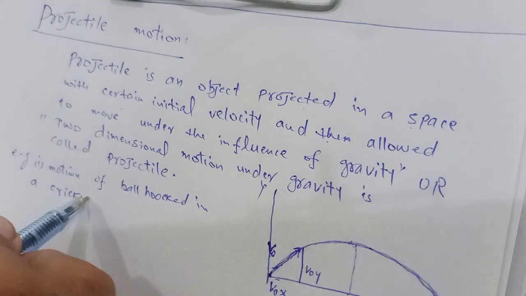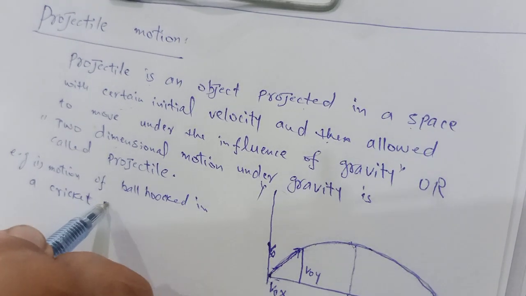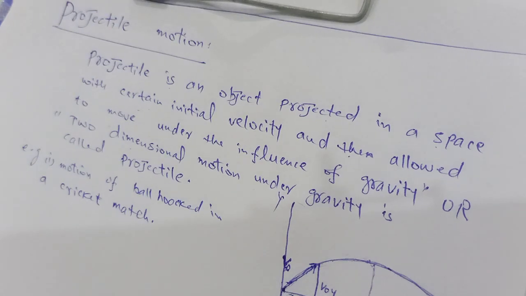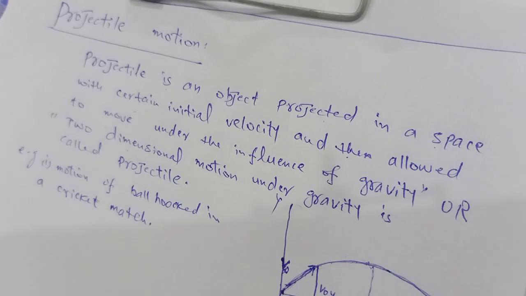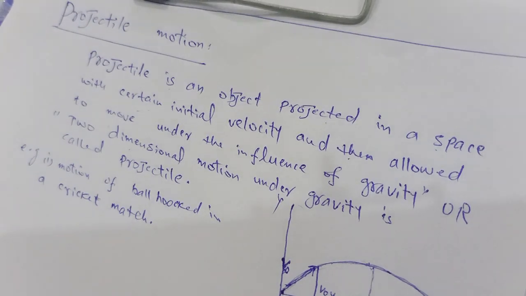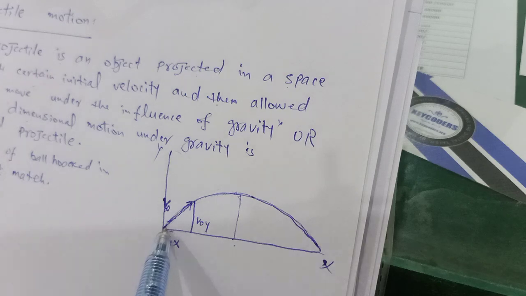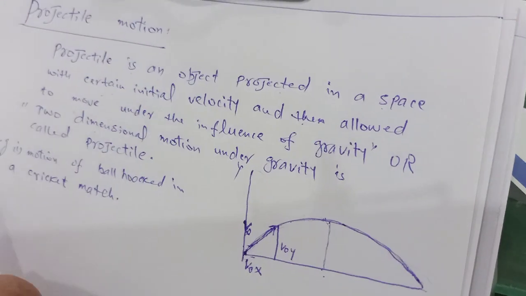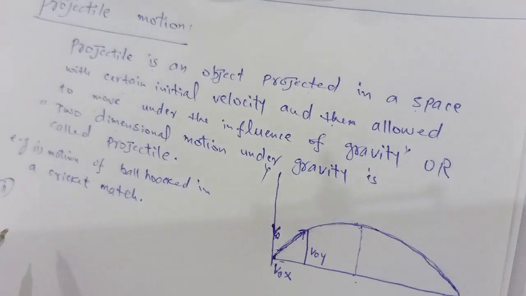Cricket match में जो hook shot है वो projectile motion की example है. जिस तरह आप ने देखा होगा कि cricket में जब एक batsman 50 या century score करता है तो फिर उसका wagon wheel दिखाया जाता है. तो उस wagon wheel में अगर आप देखें तो उसमें जो sixers होते हैं वो इस तरह graph में दिखाई गए होते हैं.